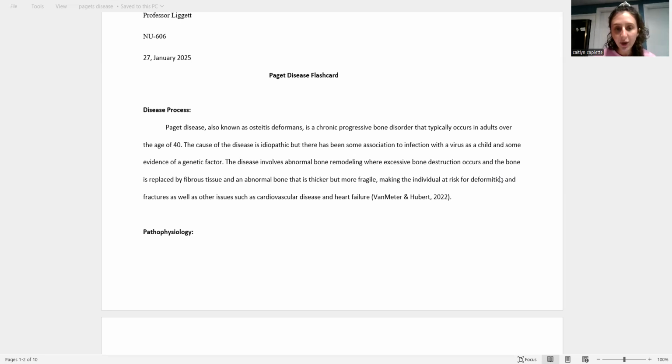predisposition. The disease involves abnormal bone remodeling, where excessive bone destruction occurs, and the bone is replaced instead by fibrous tissue and an abnormal bone that is thicker but more fragile. This makes individuals at risk for deformities and fractures, as well as other issues such as cardiovascular disease and heart failure.